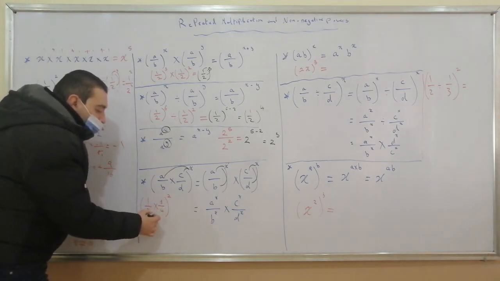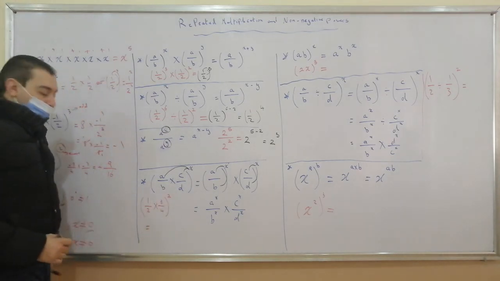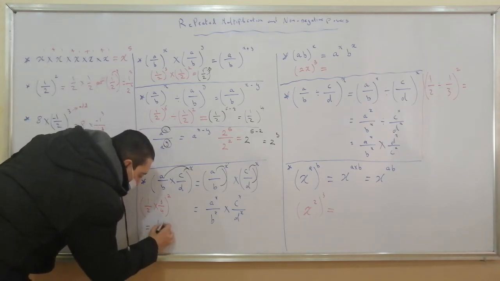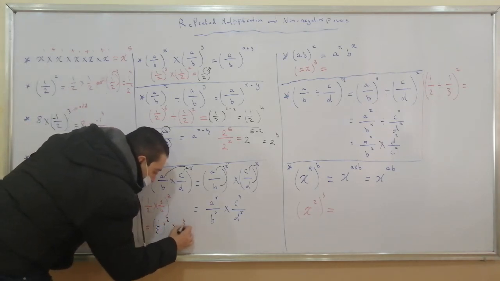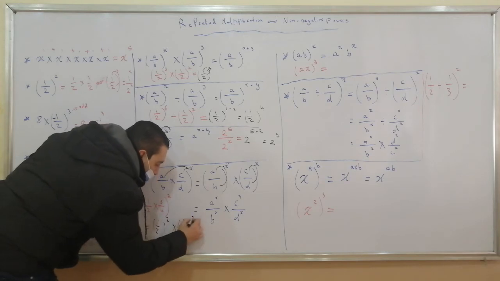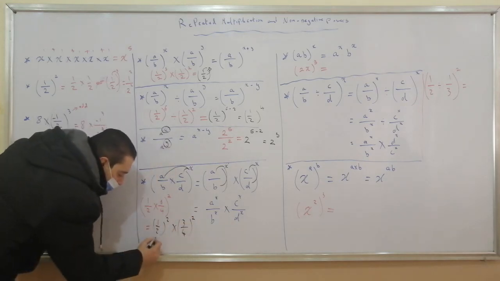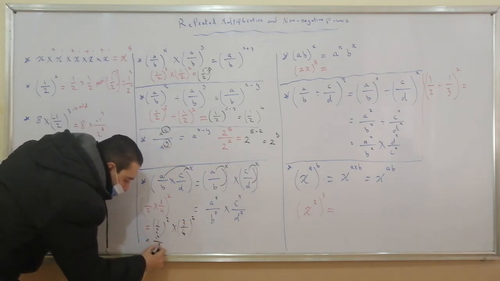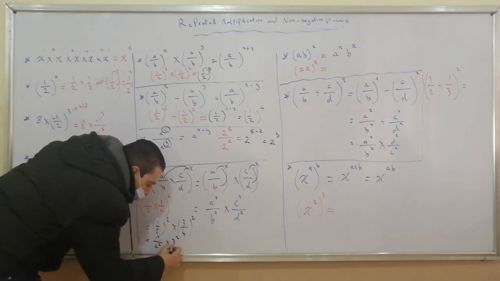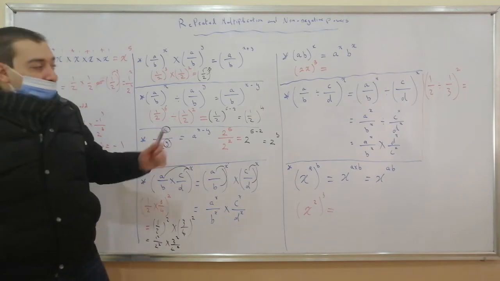Half times 3/4 all power 2. This means 1 over 2 all power 2 times 3 over 4 all power 2, which means 1 power 2 over 2 power 2 times 3 power 2 over 4 power 2, and then you simplify.